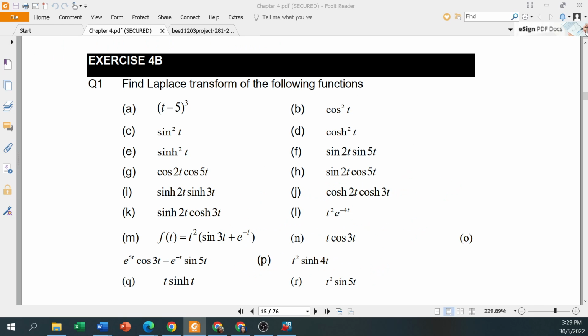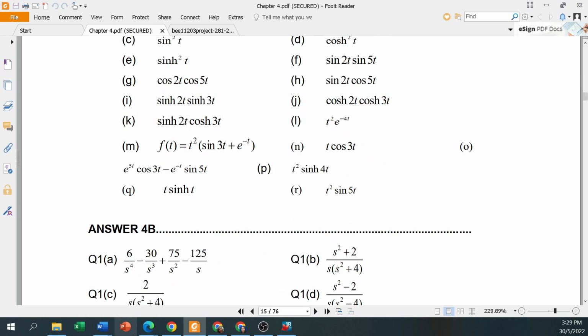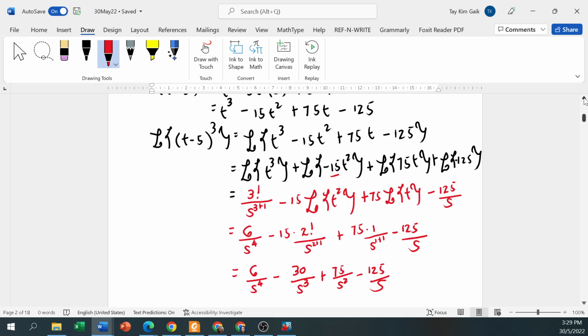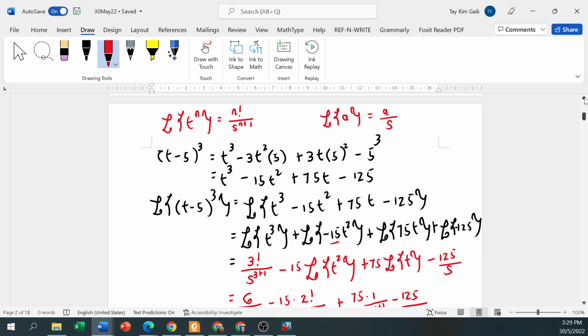Check question A. 6 over s power 4 minus 30 over s cubed plus 75 over s squared minus 125 over s. This is the so-called linearity property.